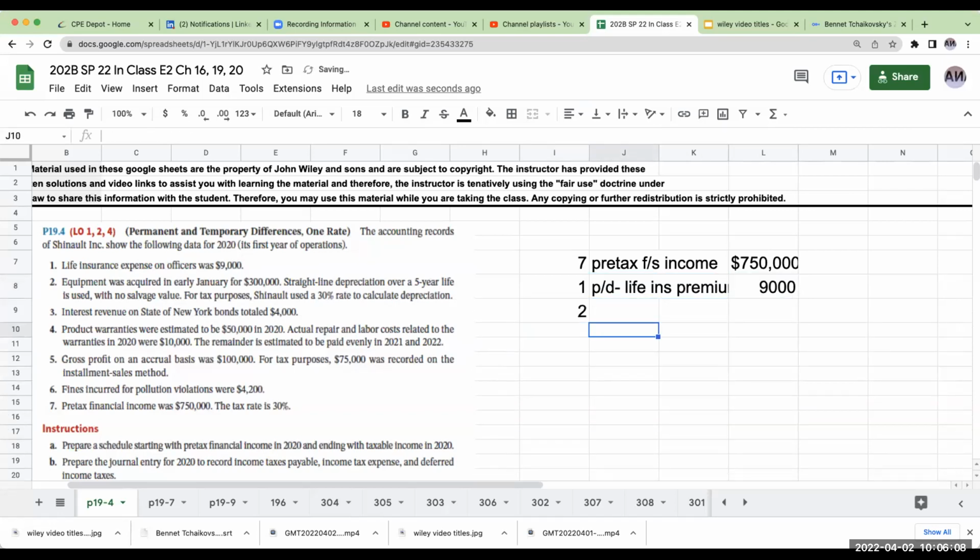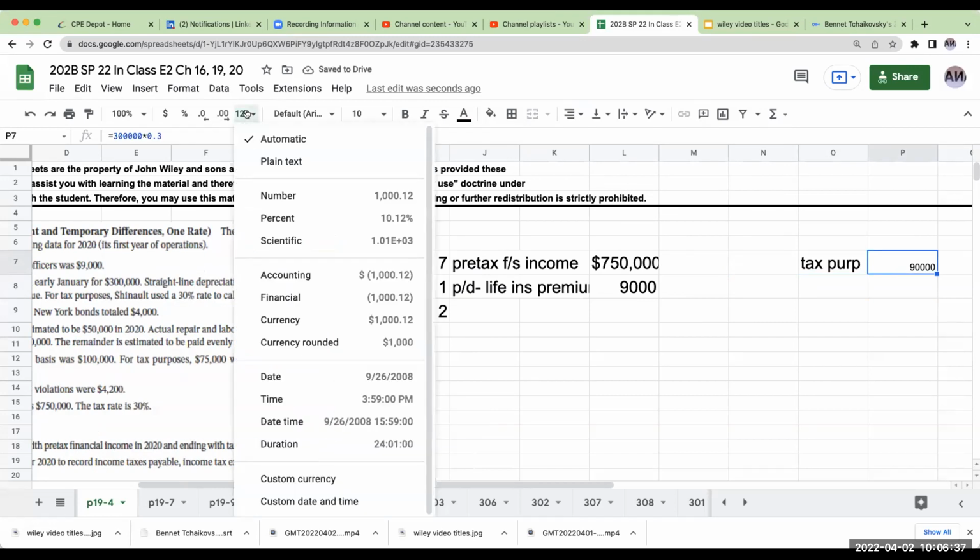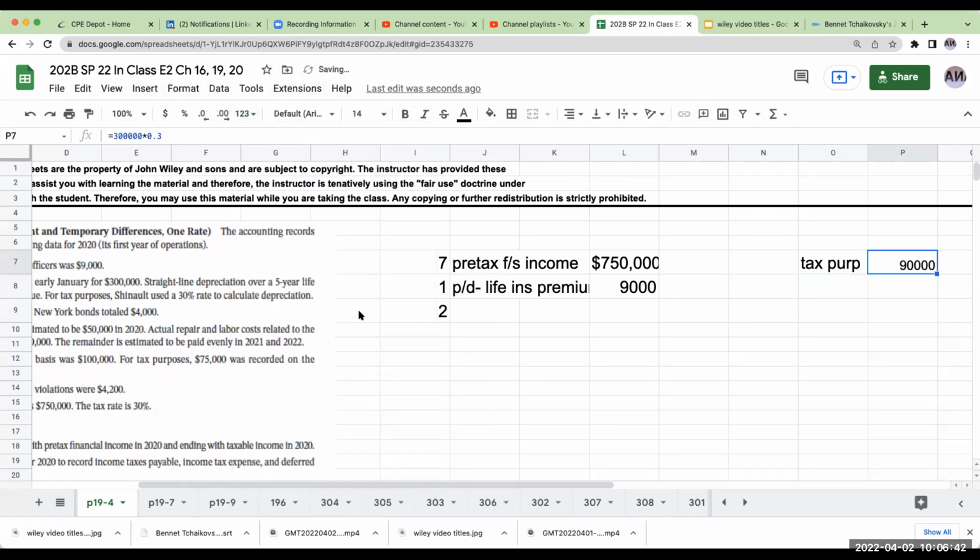Equipment was acquired in early January for $300,000. Straight line depreciation over a 5-year life is used with no salvage value. For tax purposes, Chenault used a 30% rate to calculate depreciation. So for tax purposes, you're taking 300,000 times 0.3, or 90,000, a 30% rate. So for tax purposes, we're going to be taking a deduction of 90,000.